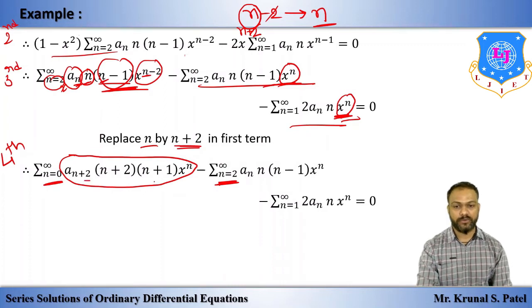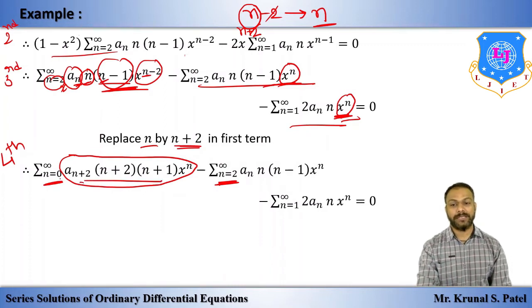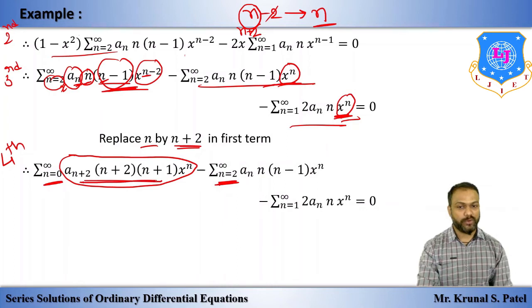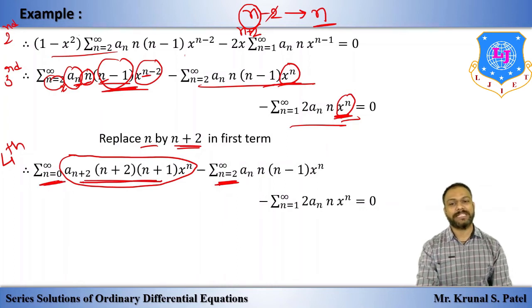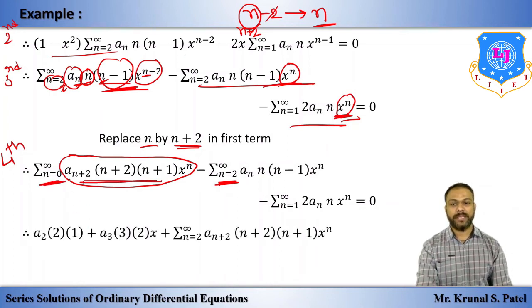So we will put n equal to 0 first, then plus, we'll put n equal to 1, and plus we'll start sigma with n equal to 2. So we have this. If we put n equal to 0, so a_2, this 2, this 1, you can see, and x to 0 is 1, so no need to write it down.